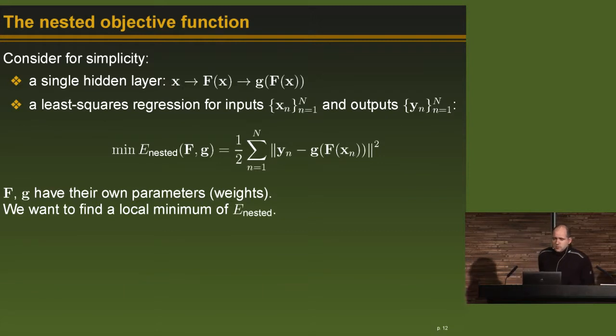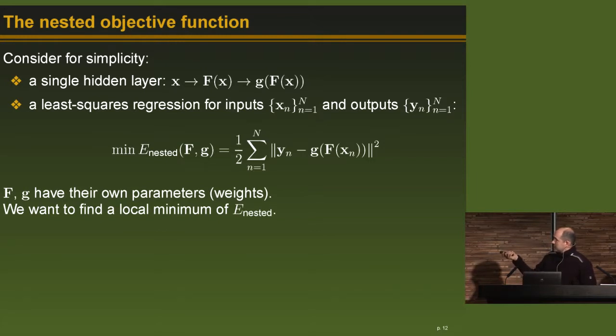I'm going to illustrate it, to explain it, using a simple nested system with just two functions here, so a single hidden layer. We have a function f and then a function g. Think, for example, of g being a classifier and f being some feature extraction step. And the objective function that I'm going to use is this least squares thing, again, for simplicity. So this is what I call the nested objective function.